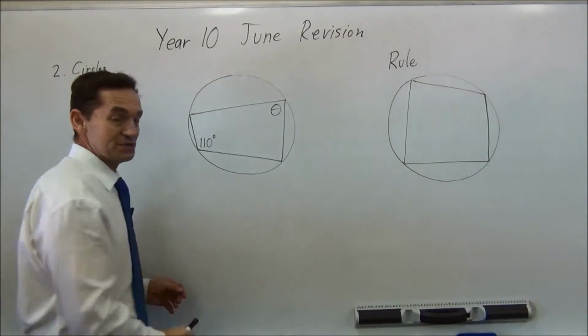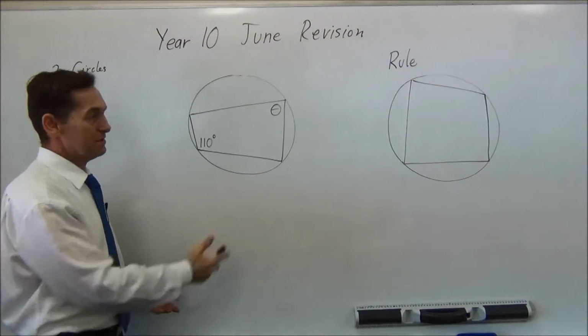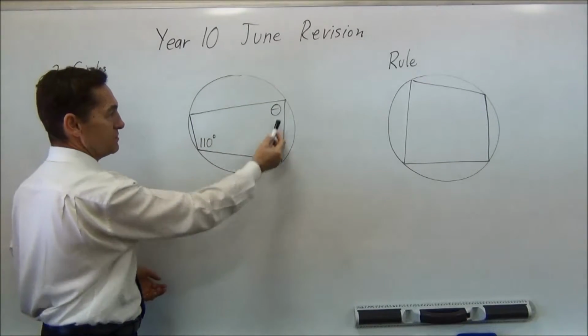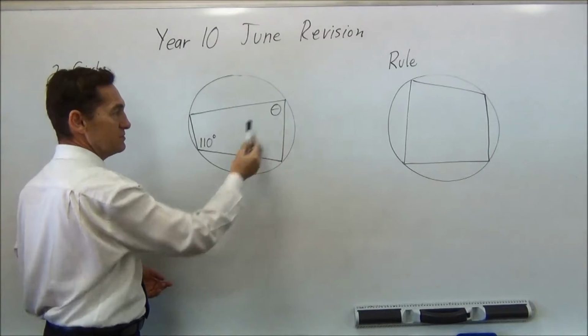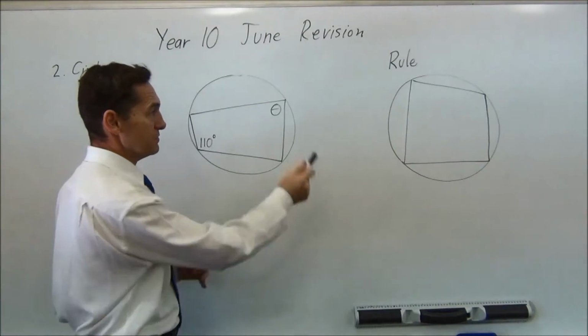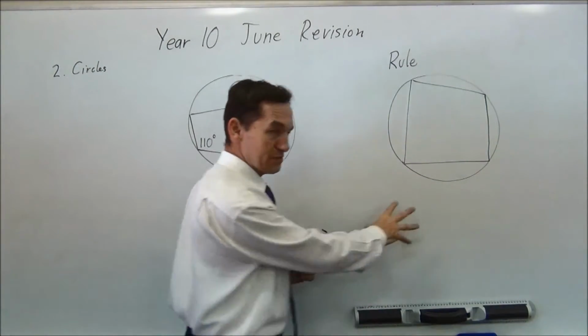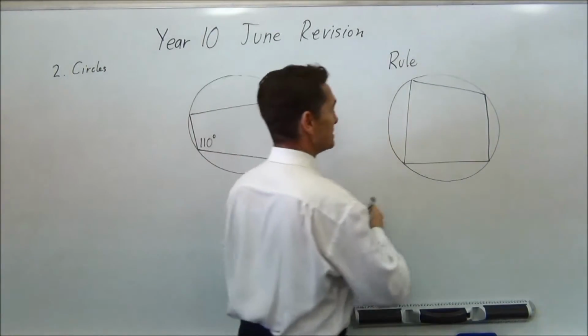So let's say you get this question. It says, what is theta? It's a four-sided shape. It's in a circle, and those two are opposite. What's the rule? Well, the rule's pretty easy. Writing the rule's a bit trickier, but the rule's actually quite simple.